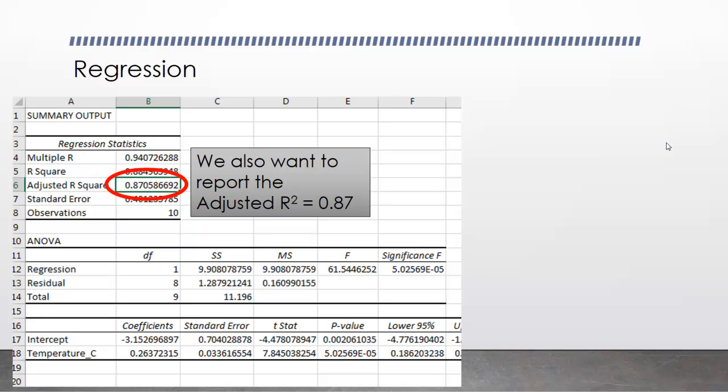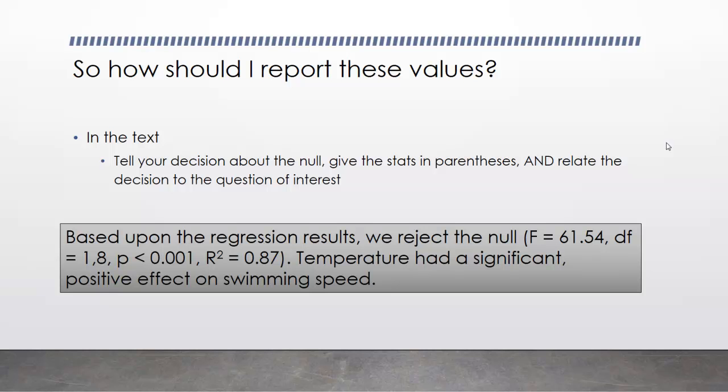In regression, we also get an R-squared. The adjusted R-squared is the most conservative, so that's the one we want to report. In this example, R-squared equals 0.87. So in a similar way as before, we would say something like, based upon the regression results, we reject the null. F equals 61.54, degrees of freedom equals 1 and 8. P is less than 0.001, R-squared equals 0.87. Temperature had a significant positive effect on swimming speed.